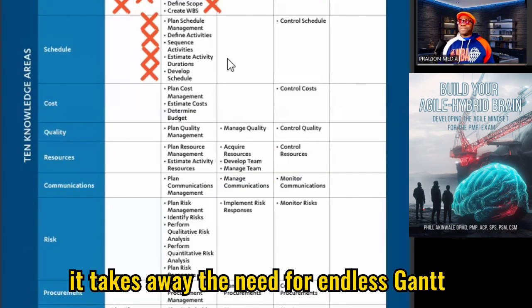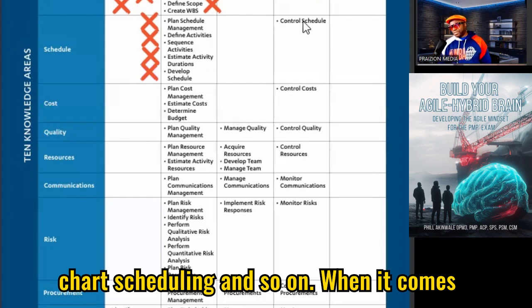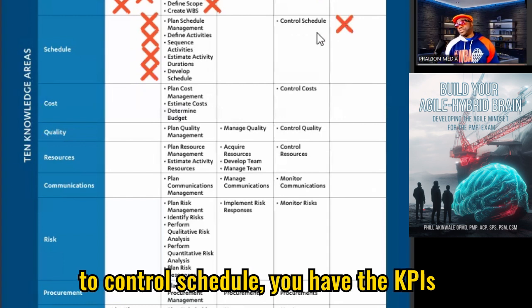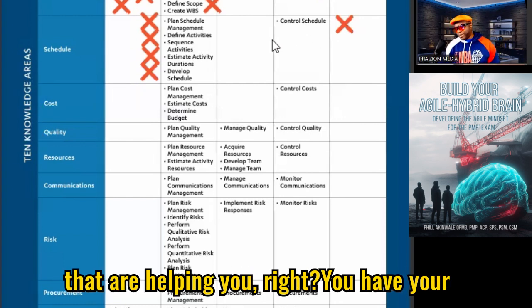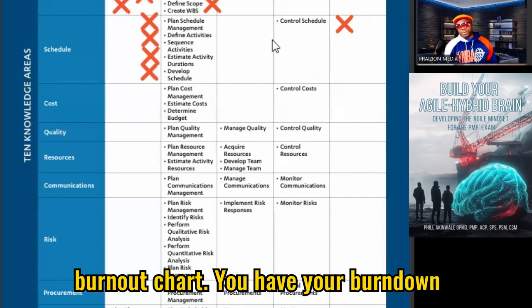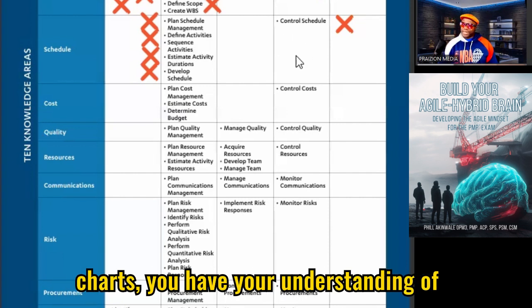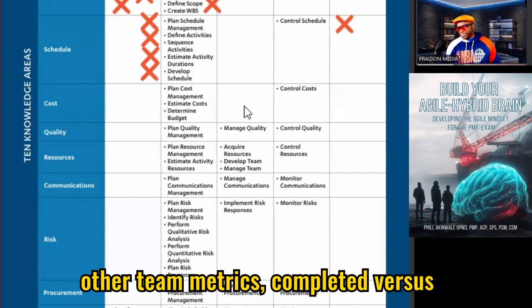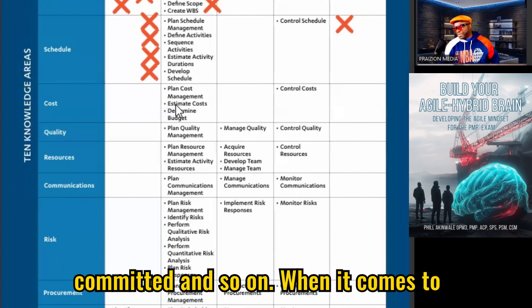So it takes away the need for endless Gantt chart scheduling and so on. When it comes to control schedule, you have the KPIs that are helping you, right? You have your burn up charts, you have your burn down charts, you have your understanding of other team metrics, completed versus committed, and so on.